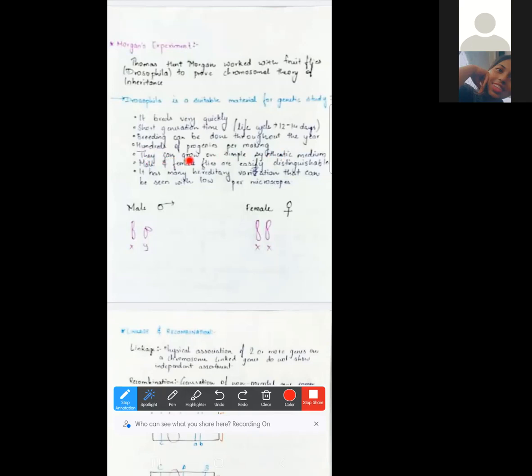They can grow on simple synthetic medium. Male and female flies are easily distinguishable. It has many hereditary variations that can be seen with low power microscopes. Chromosomes of Drosophila are shown below. Male has X and Y, and female has X and X chromosome.